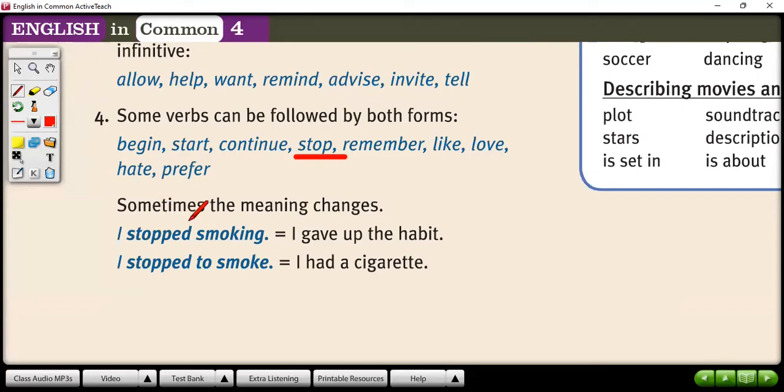Example, I've stopped smoking. When I say it like this, I stopped smoking, that means that I gave up the habit. I don't do it anymore, okay? But when I say I stopped to smoke, that means that I was doing something else. I stopped what I was doing to have a cigarette, to smoke. So that's different, okay? So keep that in mind when using the verb stop with another verb. Be careful with the idea that you want to pass.